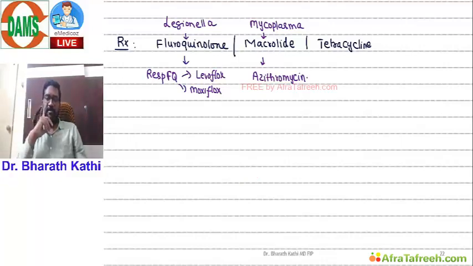Now let us say, for example, you are sitting in the OPD or in the emergency department. There is a patient with the features of pneumonia. How will you assess the severity and decide whether to send him home and treat, whether to admit in ward, or to shift him to ICU? For this, there is a very simplified and practical score called CURB 65.